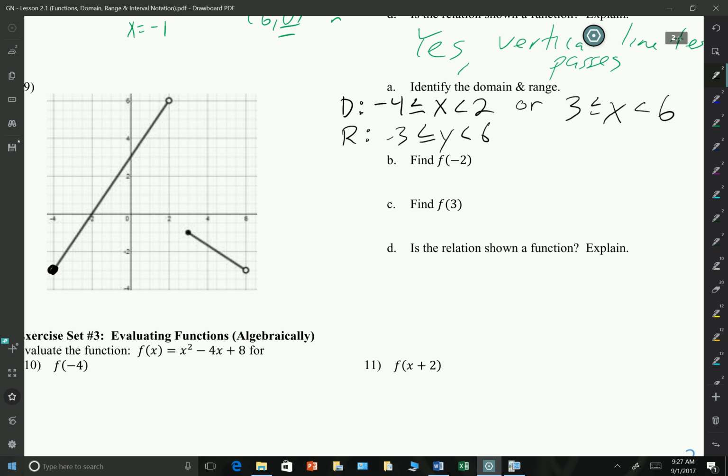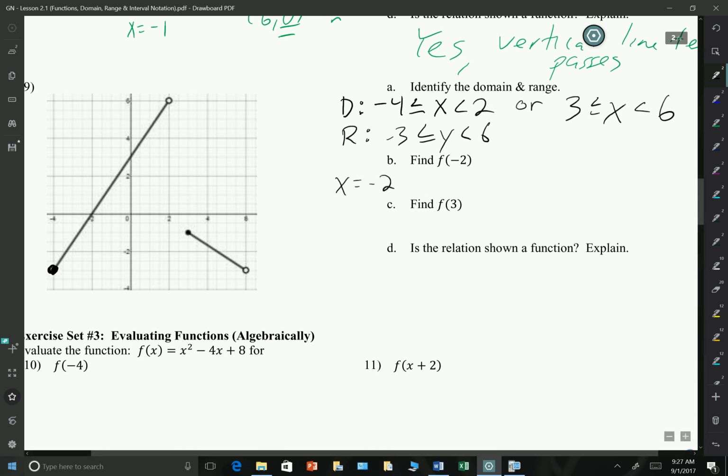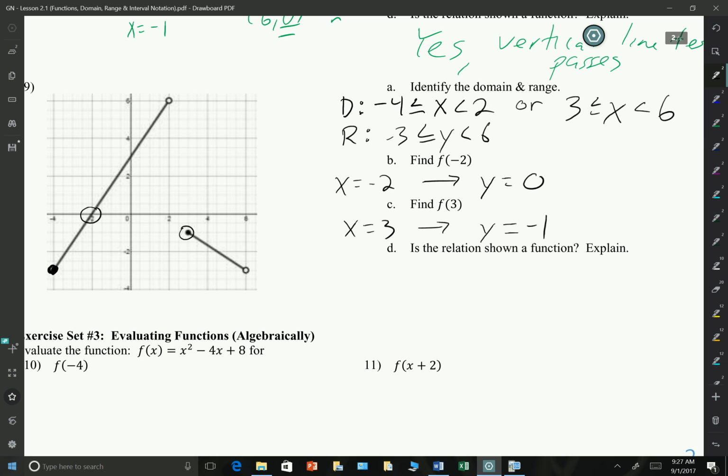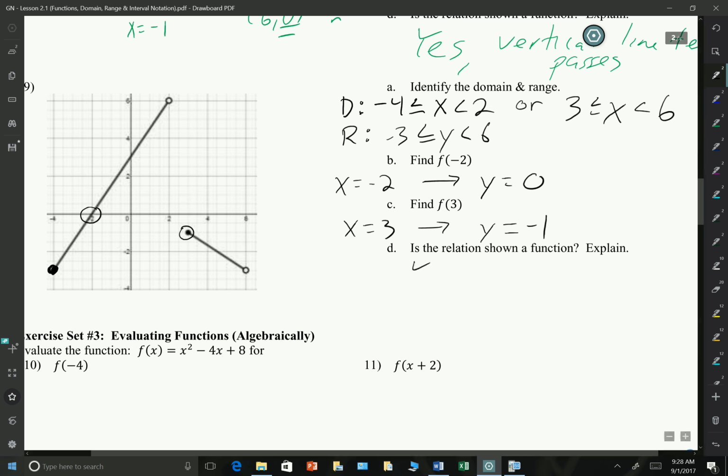All right. F of -2. So when X equals -2, what's your Y? So here's -2. What's your Y? 0. When X equals 3, what's your Y? Looks like -1. Is this a function? When you did the vertical line test, by the way, when you're doing domain, you're actually also testing if it's a function, aren't you? Did it ever intersect more than once on the graph? Nope. Yes, it passes the vertical line test.